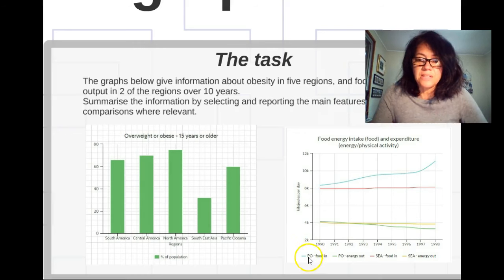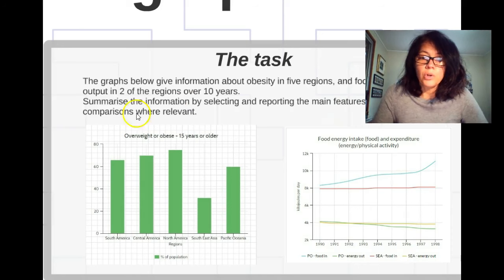Can you see here it says PO, PO, SEA, SEA? Where does that information come from? Look at the whole thing together and you can see that PO refers to Pacific Oceania. So what does SEA mean? You guessed it, Southeast Asia. Remember, the bar graph is about people. The line graph is about energy in, energy out.